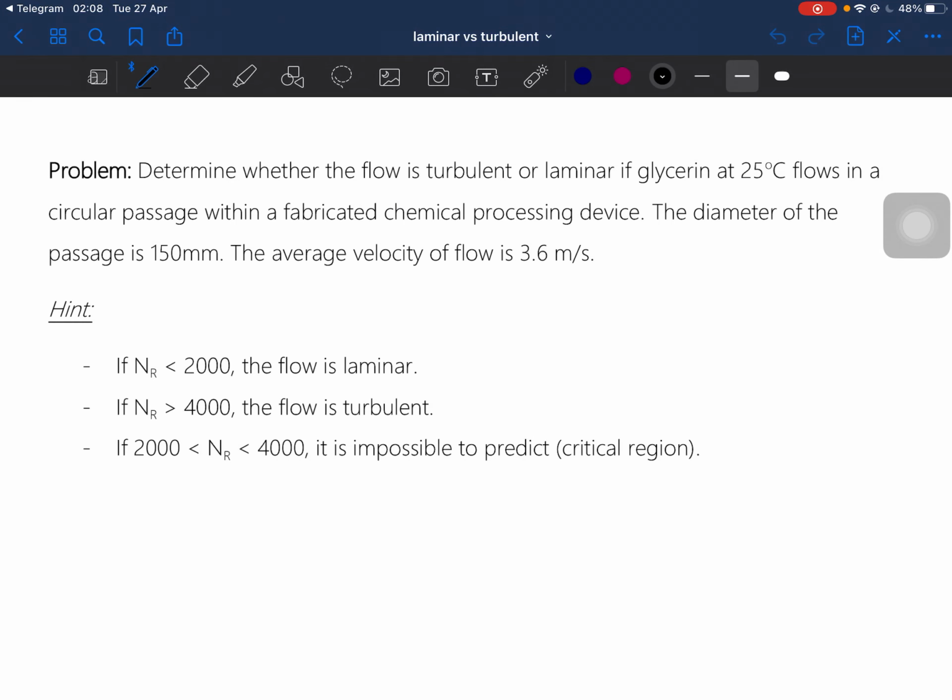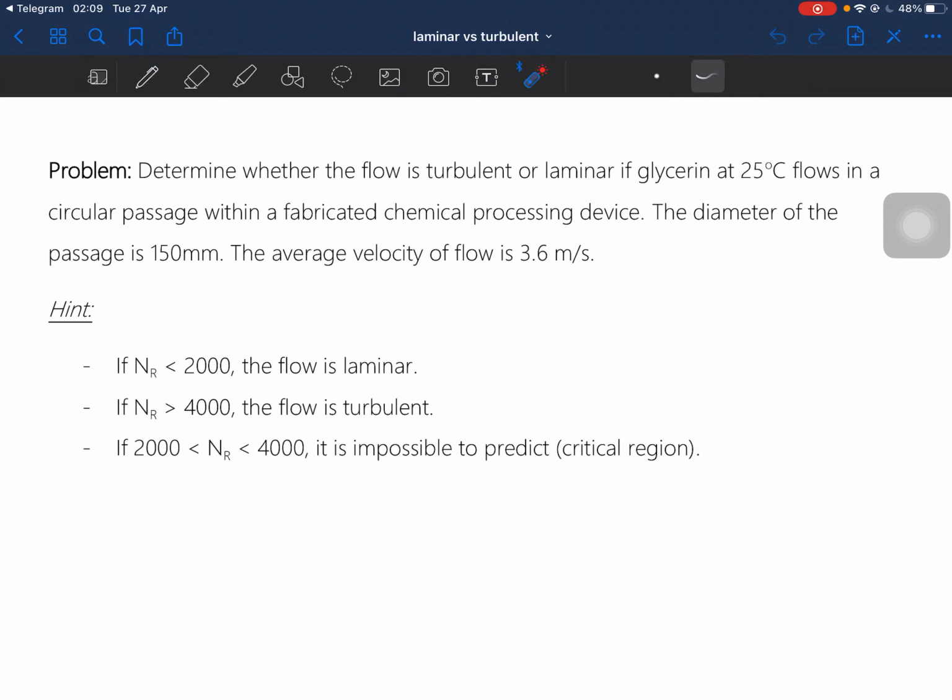Hello, so welcome back to CV282. Today I'm going to talk about laminar and turbulent flow. In this topic, we are in the flow in closed conduits. I have many examples, so let's start with example number one.